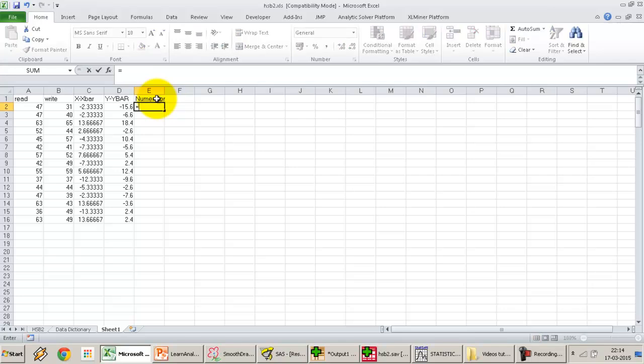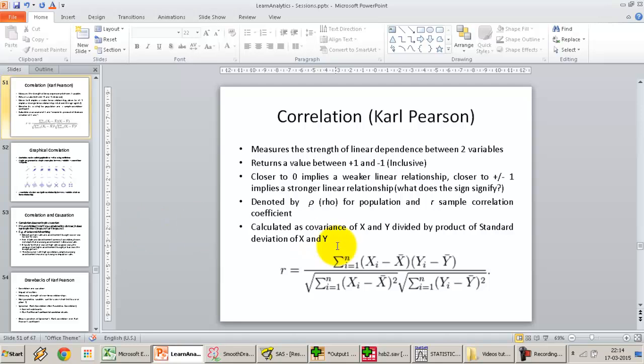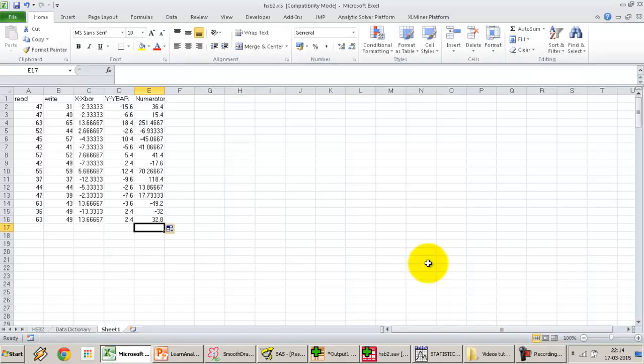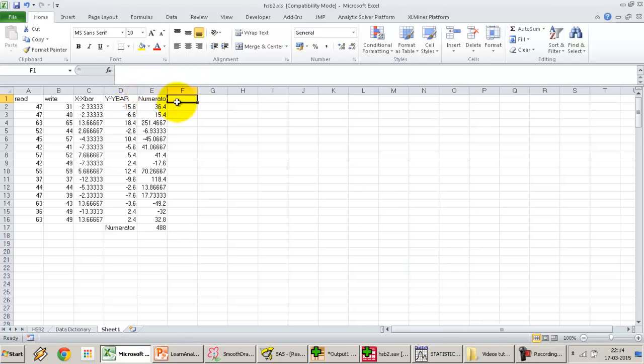Numerator is nothing but multiplication of these two columns. So we multiply it, and finally we have to add it up. So it is summation of xi minus x bar into yi minus y bar. So the final numerator is the summation of the whole column. So I just add it up. So we get the sum of the column, and there we have it. The numerator is 488. So let's calculate the denominator now.